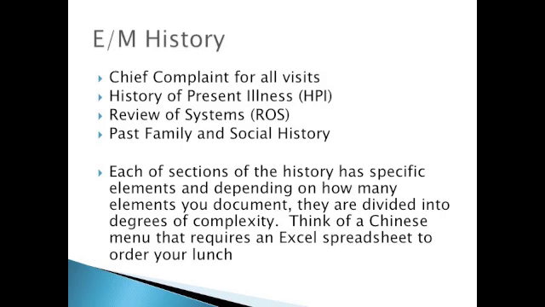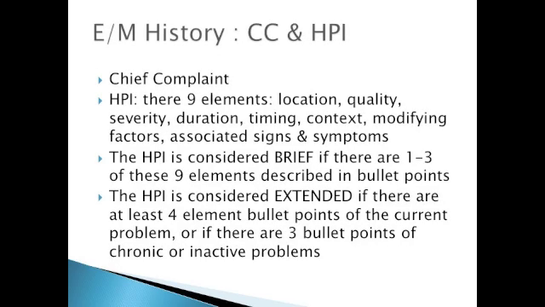The history has four components: the chief complaint, which should be recorded for all visits, the history of present illness, the review of systems, and the past, family, and social history. And I'll tell you there should be a comma after past because it's past medical history. Each of the sections of the history has specific elements, and depending on how many elements you document, they are divided into degrees of complexity. Think of this as a Chinese menu that requires an Excel spreadsheet to order your lunch.